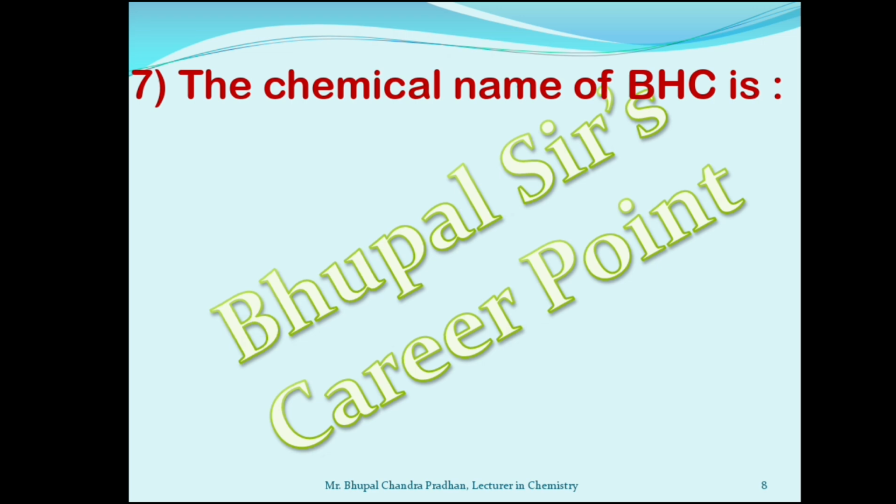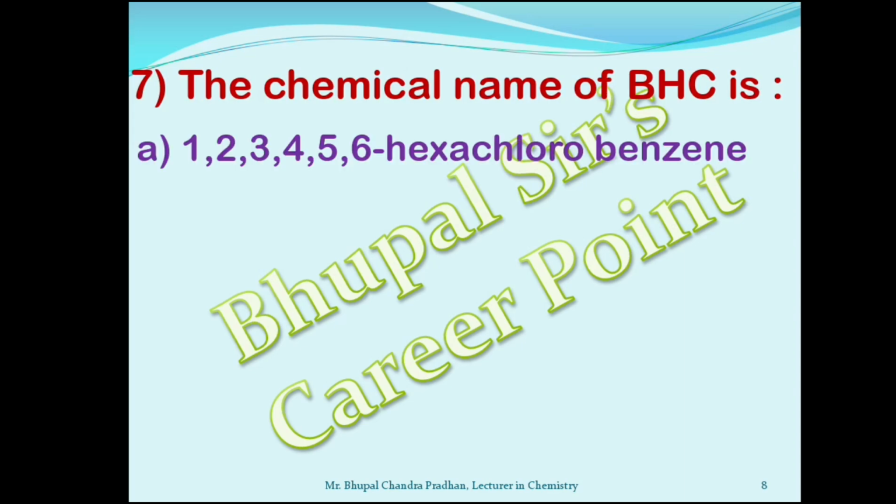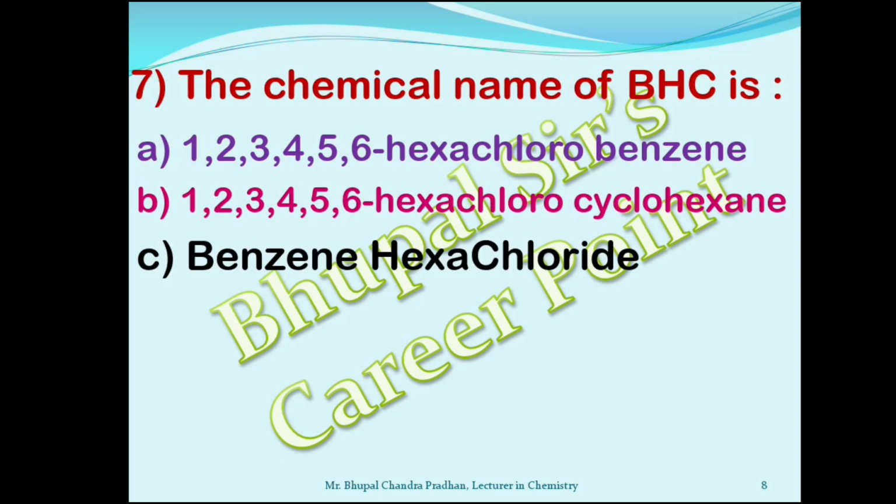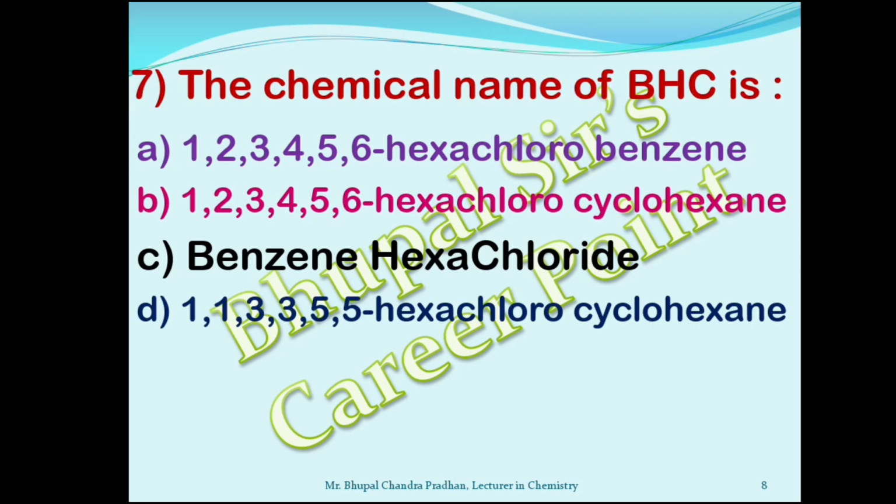The chemical name of BHC is: option A, 1,2,3,4,5,6-hexachlorobenzene; option B, 1,2,3,4,5,6-hexachlorocyclohexane; option C, benzene hexachloride; option D, 1,1,3,3,5,5-hexachlorocyclohexane. The students try to give the answer.